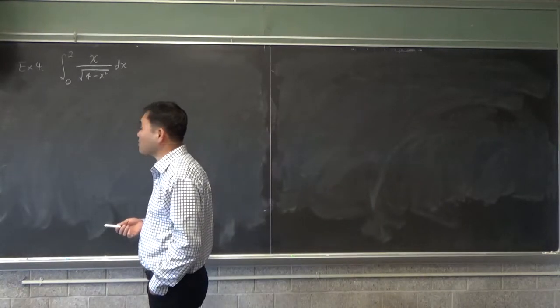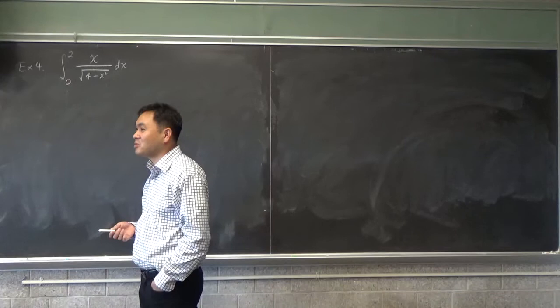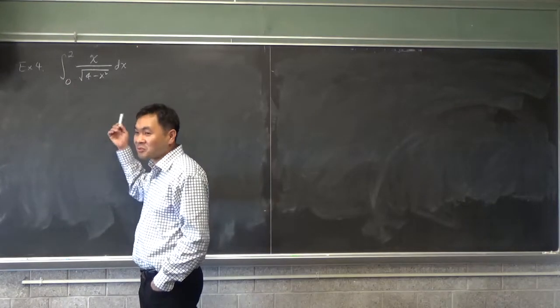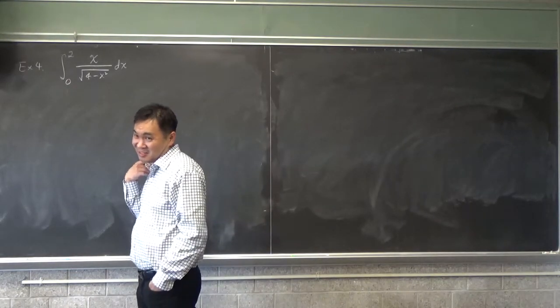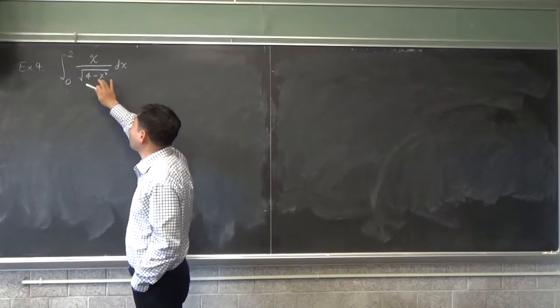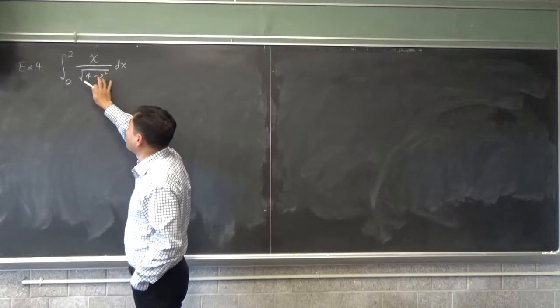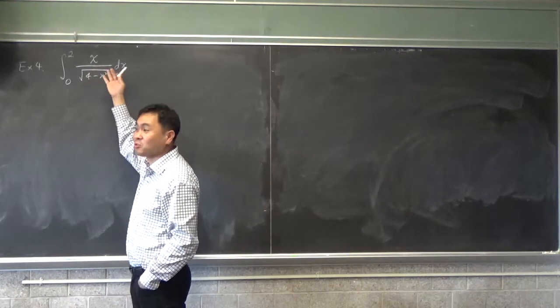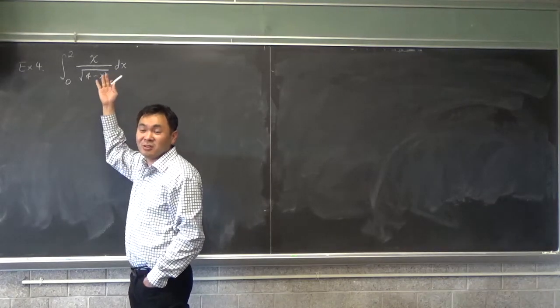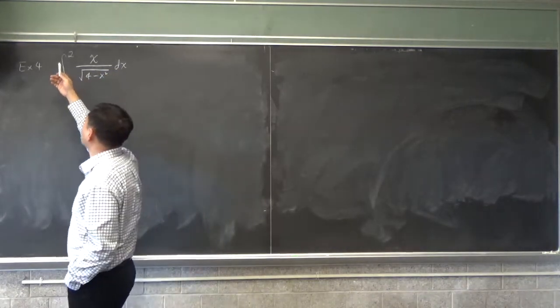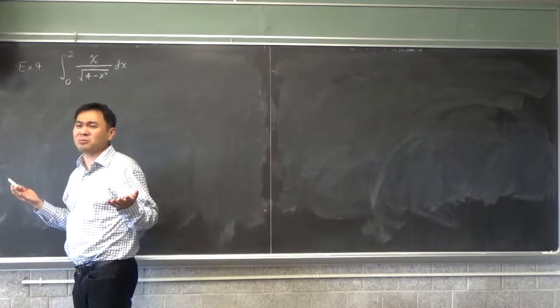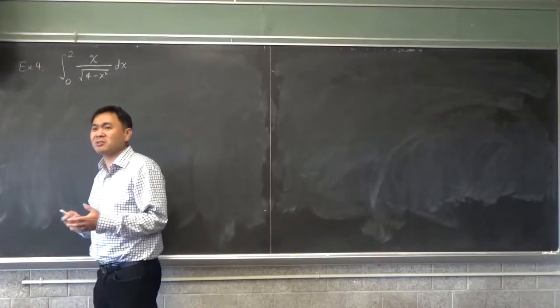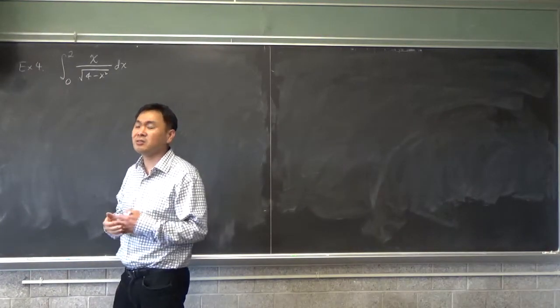Wait, no, it wouldn't be undefined. When would this be undefined? When the denominator is 0. When you plug in 0, it's fine. 4 minus 0 is, square root of 4, that's 2. That's not 0. But what about the numerator? Numerator being 0 is not a problem. It would be 0 over 2 if you plugged in 0.